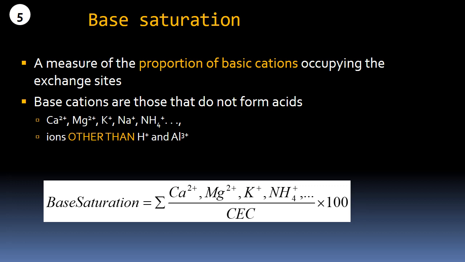If their amount is low, then we have to add fertilizers so we have more nutrients in the soil for the plant. So how can we do that? We can do that by this equation. The base saturation is equal to the summation of all the basic cations divided by the CEC, times 100.